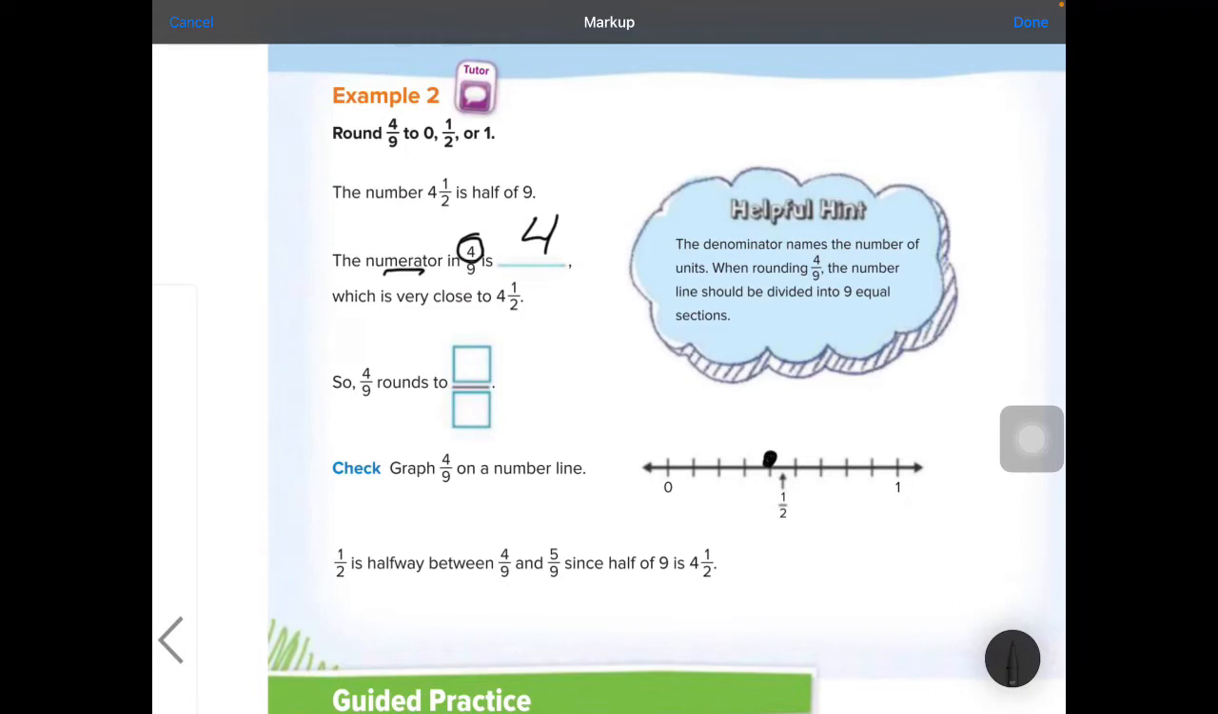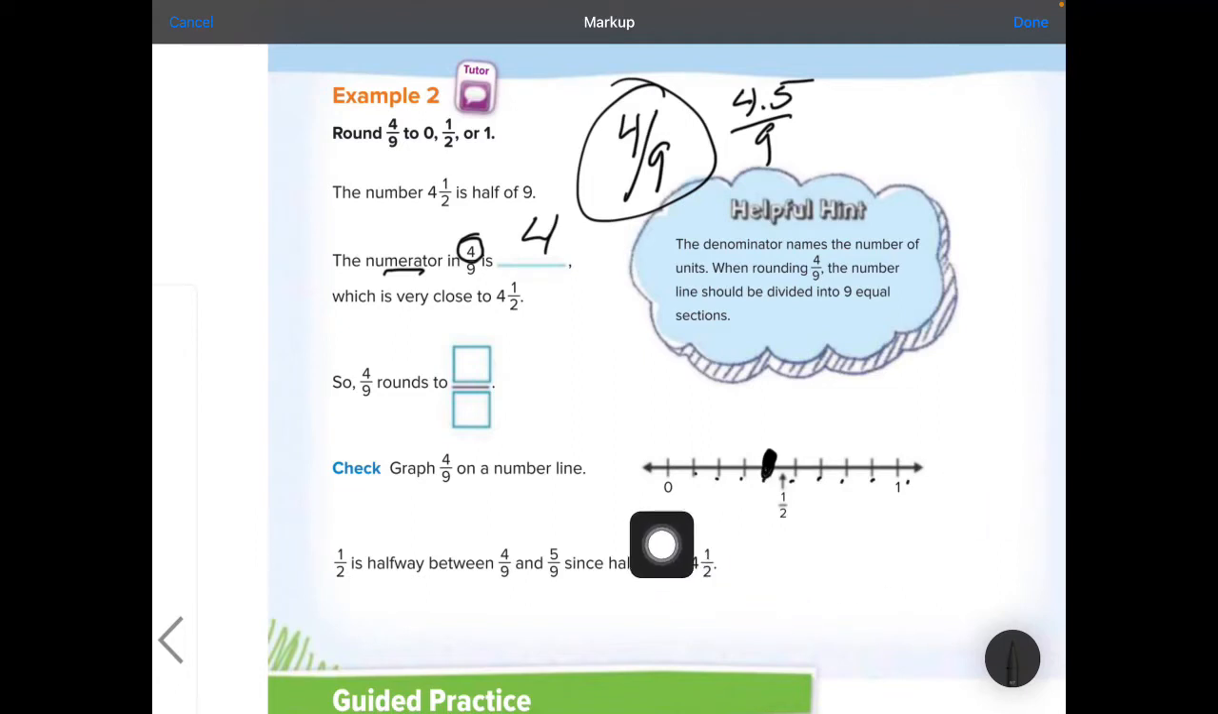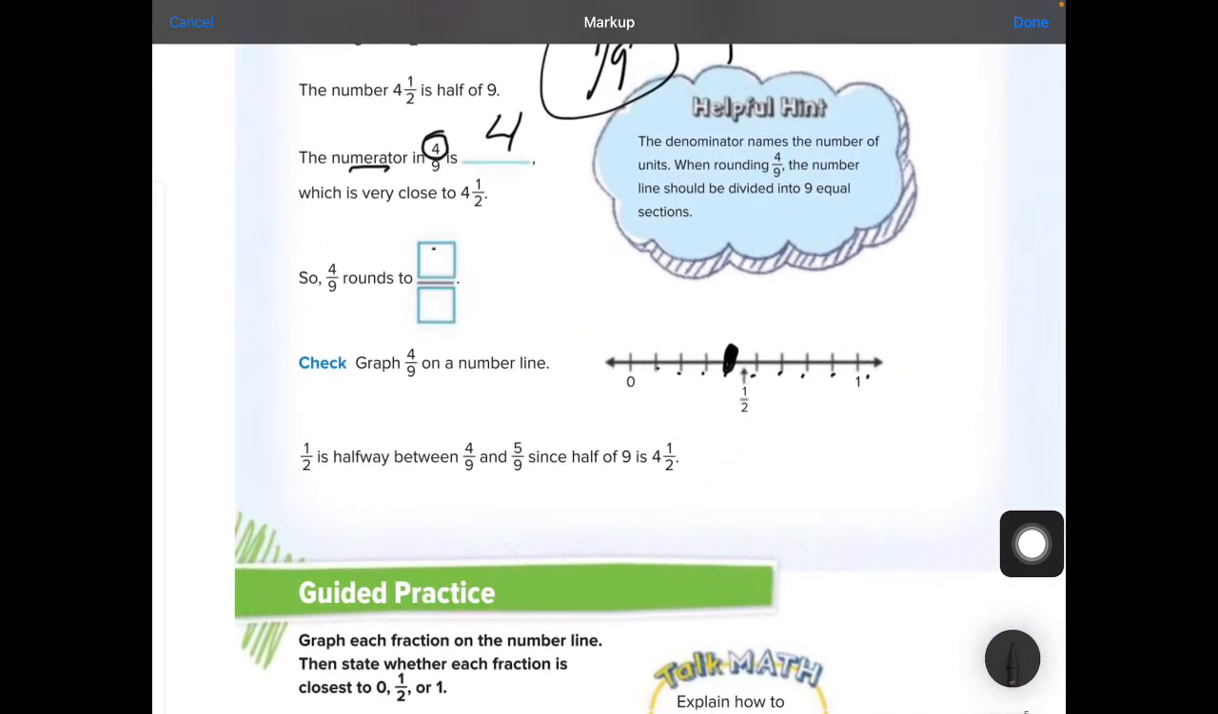So what they're looking at is you have 4/9. That is almost a half. If it was 4.5 over 9, then it would definitely be straight up half. But 4/9 is almost a half. That's why the dot goes right here. So we're graphing 4 out of 9 on the number line. There's 1, 2, 3, 4, 5, 6, 7, 8, 9. And we're going to put the dot right on the 4. So looking at that, is it closer to 0, a half, or 1? That's right. It rounds to a half is what it's closest to.